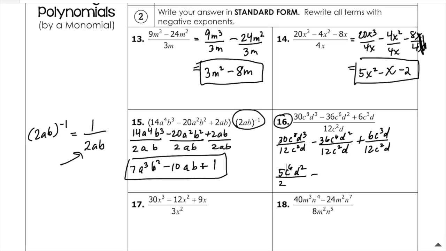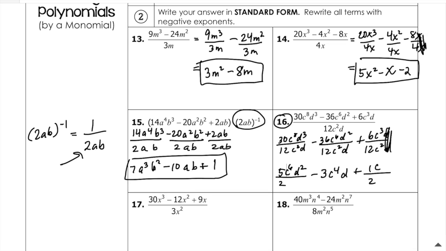Minus 36 divided by 12. That does go in evenly. That will be 3. 6 minus 2 will give me 4. And 2 minus 1 will give me 1. And now 6 over 12, that simplifies to be 1/2. c to the third minus c squared, so 3 minus 2 is 1. And the d's cancel out, aka they become 1.